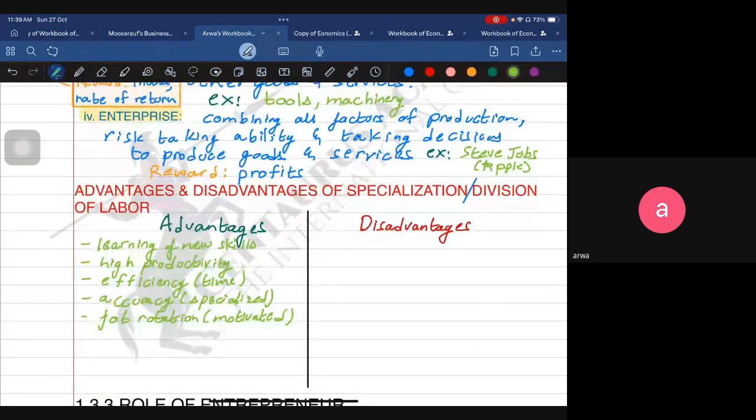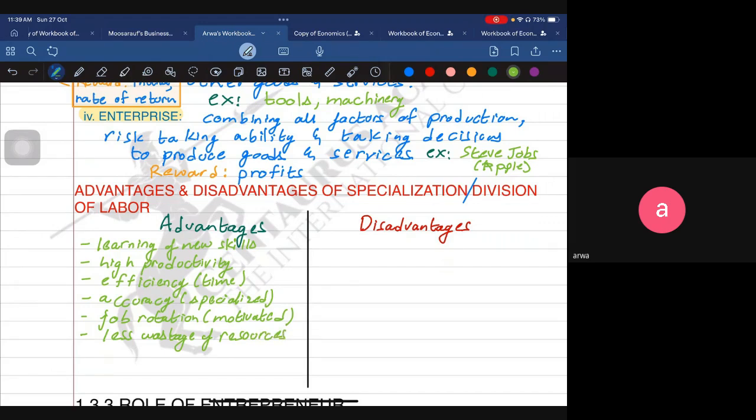And then there is going to be, although it relates to efficiency, but with efficiency we have linked it to only one point, that is time. So we are going to write it here that there will be less wastage of resources. Yes, sir. Agreed? Yes, sir.